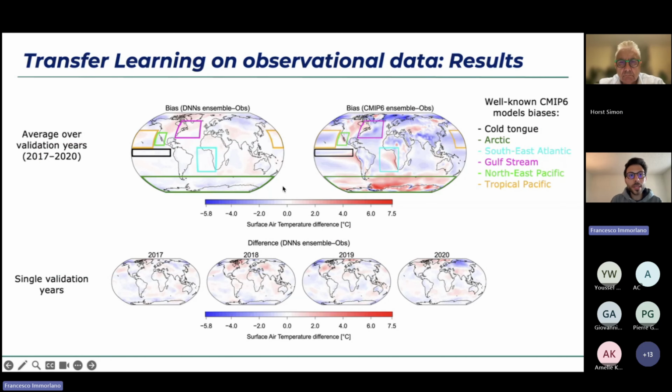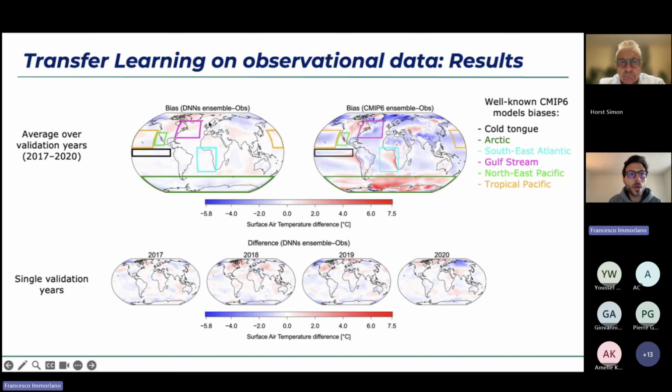We also checked our temperature patterns that we computed in space, because we generate the entire maps over the historical period. Here we considered the validation years, and we plotted the difference between the average of maps predicted by the DNNs ensemble over the validation years with respect to the observations, because they are actually the ground truth. They reflect the reality. And we made the same plot for CMIP6.